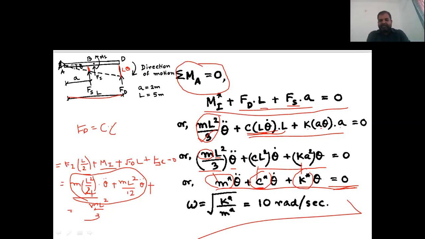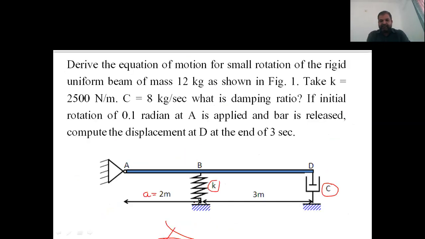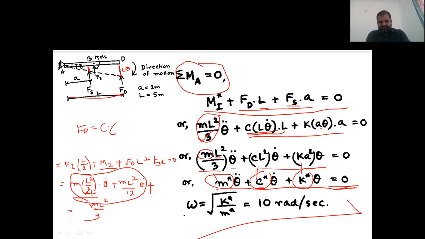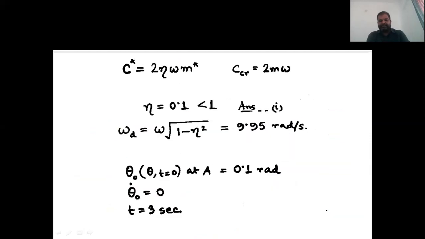Now the first answer is you need to find out the damping ratio, right? To calculate the damping ratio, first you need to find out omega, which is the square root of K star upon M star. If you calculate K star upon M star, this value will come around 10 radian per second. Now, you know this particular formula we have defined.